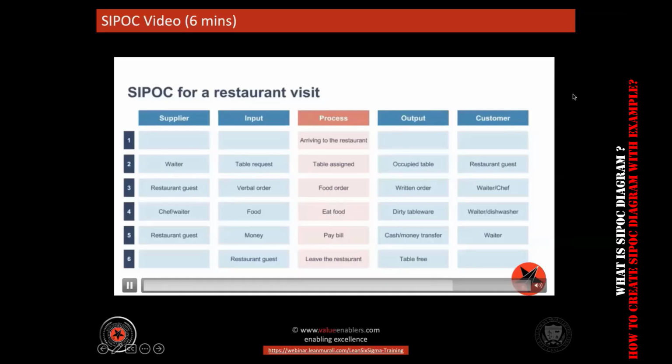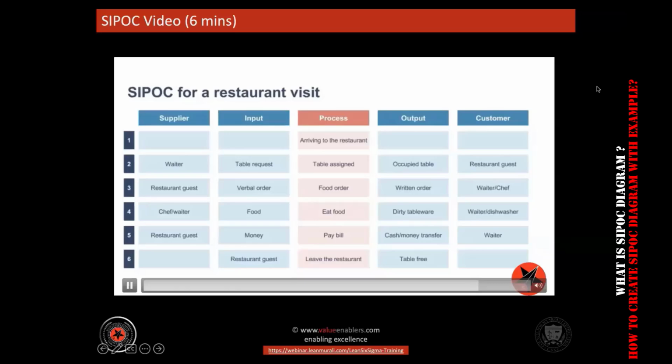They get to sit at the table. And then step number 3: the supplier is the restaurant guest. The input is a verbal order, because the guest gives an order verbally, and then the process is ordering the food. The output is a written order, and the customer is the waiter or the chef, whichever way you want to look at it. And this is the way you continue down.